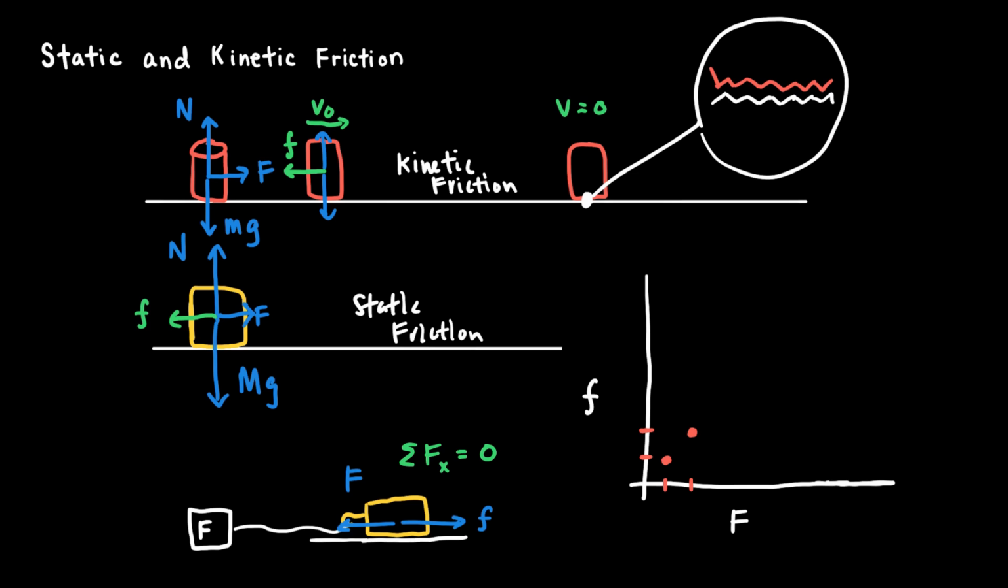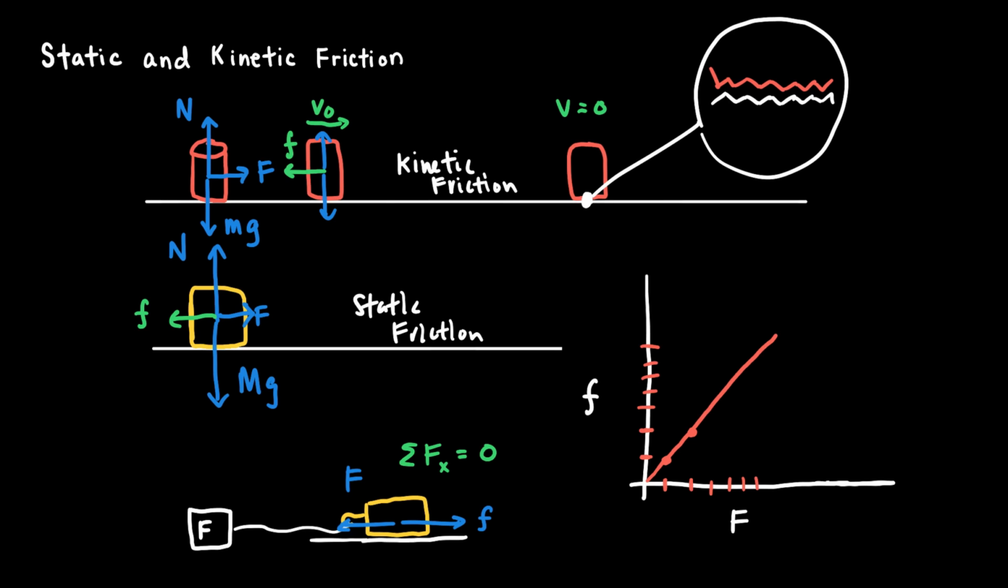And so there's going to be a range of my graph that's completely linear and going up. So no matter what force I apply on the x-axis, there's an equal force being applied, a force of friction, between the two surfaces.